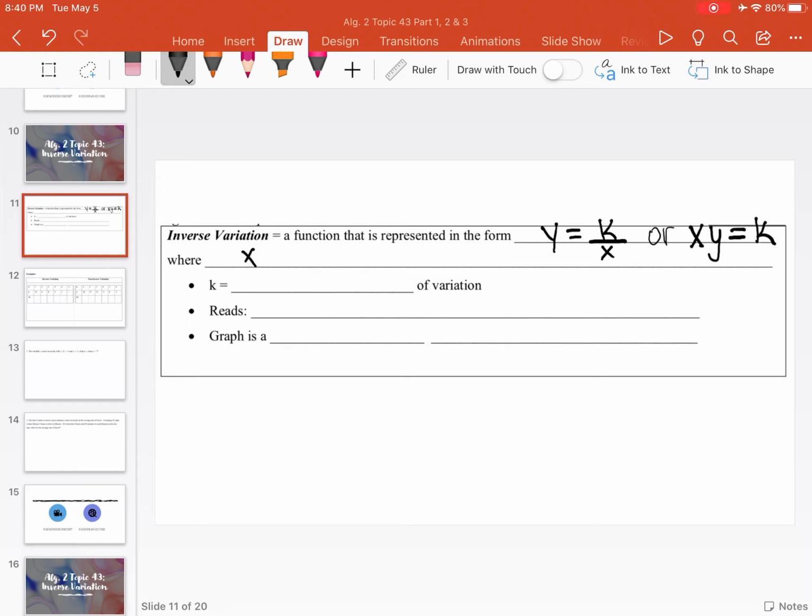Now here, x cannot equal 0 and y cannot equal 0, because if either of them were in the denominator of this fraction, then it would be undefined. K still remains the constant of variation, which is always non-zero.